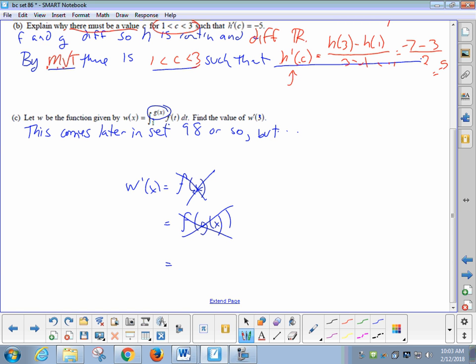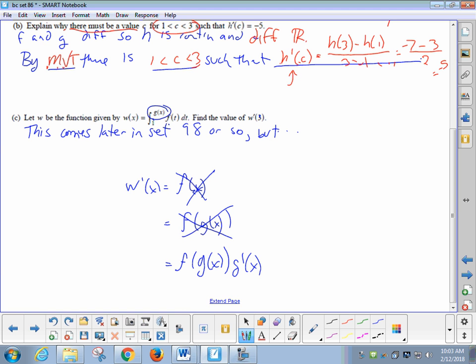Times what? G prime of x, just that's your answer, or on top of that? Oh, you got it. There's actually a chain rule component to this.